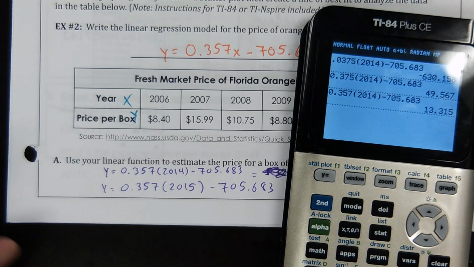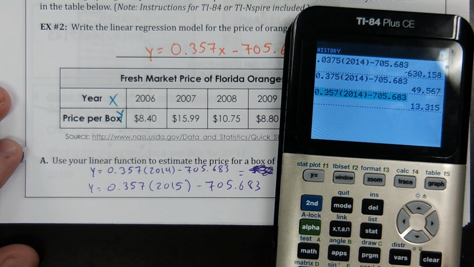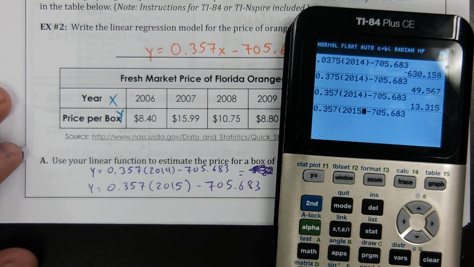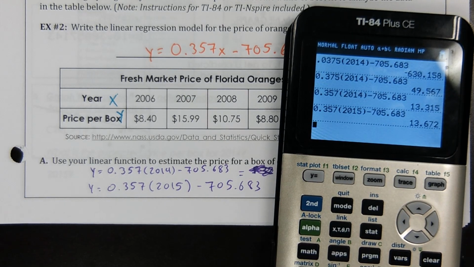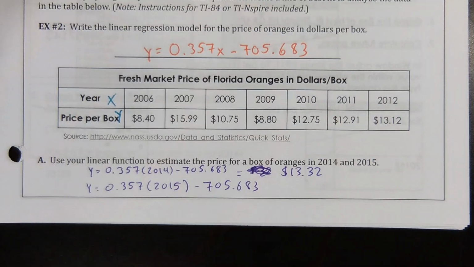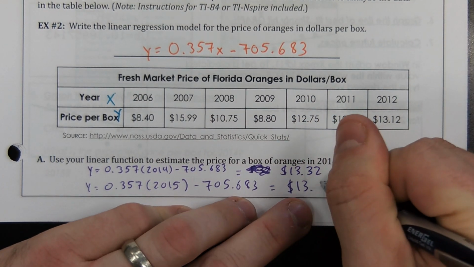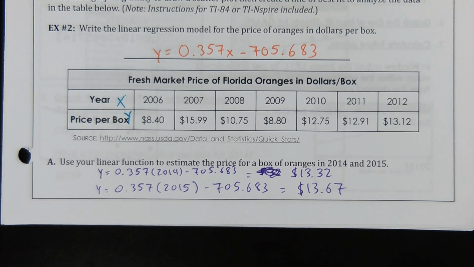And for the next one, I'm not going to retype it all. I'm just going to go up, highlight, hit enter, and I'm going to change that 2014 to 2015, hit enter one last time. 13.67. So even though it's not a good model, we've used it to predict the prices of oranges in the future. Cool with that?